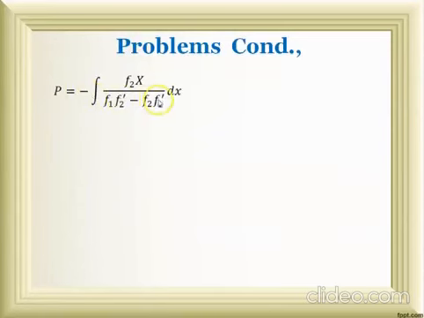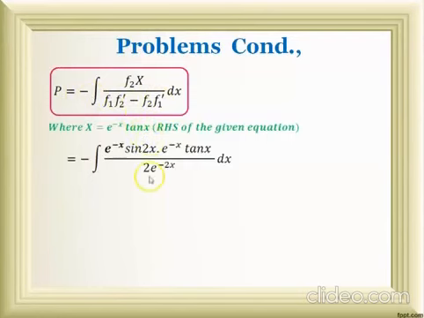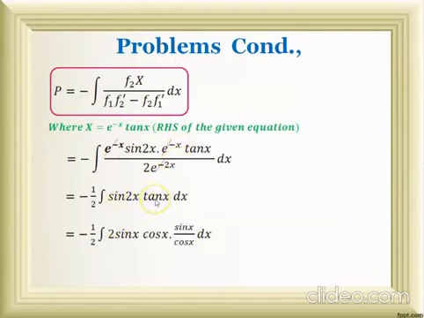P is equal to the formula we have here. I am going to replace all those values into this particular formula. I will get e power minus x into sin 2x, e power minus x into tan x by 2 into e power minus 2x. The numerator e power minus x, e power minus x gets cancelled with the denominator e power minus 2x. And finally, the integral of sin 2x into tan x. I cannot integrate this directly, so I am applying the trigonometric formula for each term. Sin 2x becomes 2 times sin x cos x.